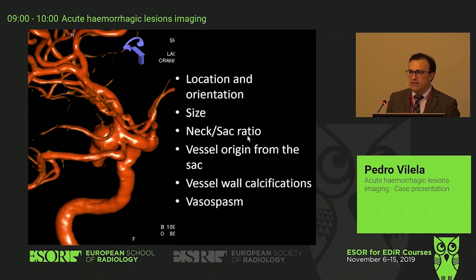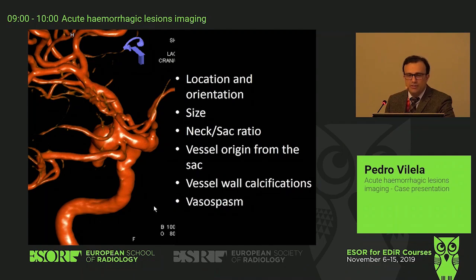Neck to sac ratio. The neck is this area, the area where it attaches to the artery. The size of the sac is this one. You cross it. It's completely different if you have a very narrow neck or a large neck. Okay? And it's an angio, but the CTA will give you the same information. Another thing that you need to report is, is there any vessel coming from the sac of the aneurysm? Because if it's coming from the sac, if you are going to put coils inside, you're going to block that artery.